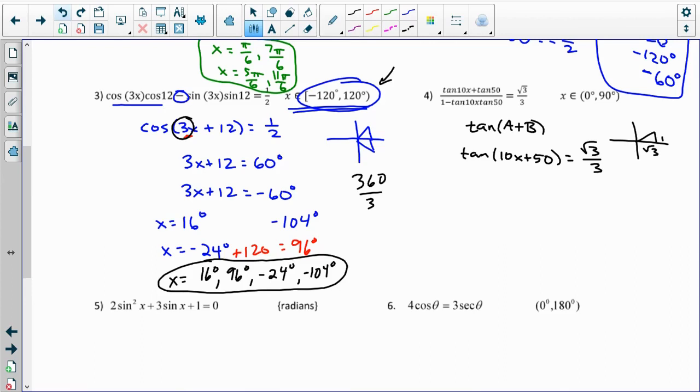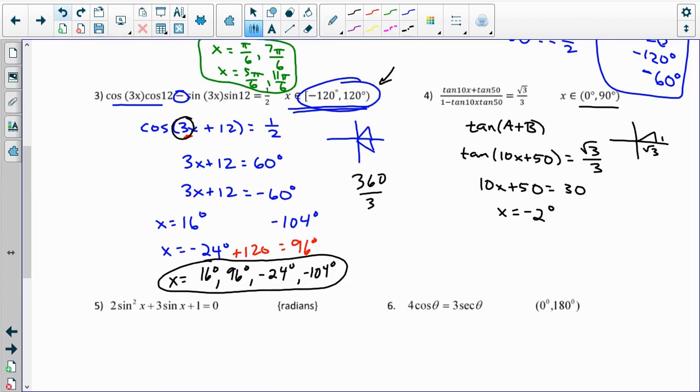So I have a 30-degree reference angle. So 10x plus 50 equals 30. So if I subtract 50 and divide by 10, I get x equals negative 2. That's not in my domain, but at least I can manipulate things in order to get what I need.